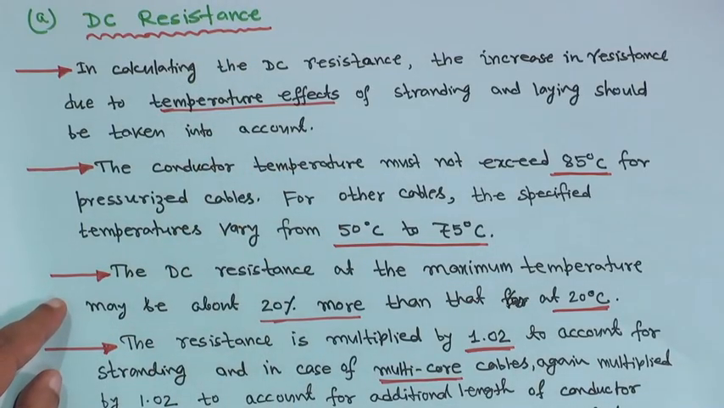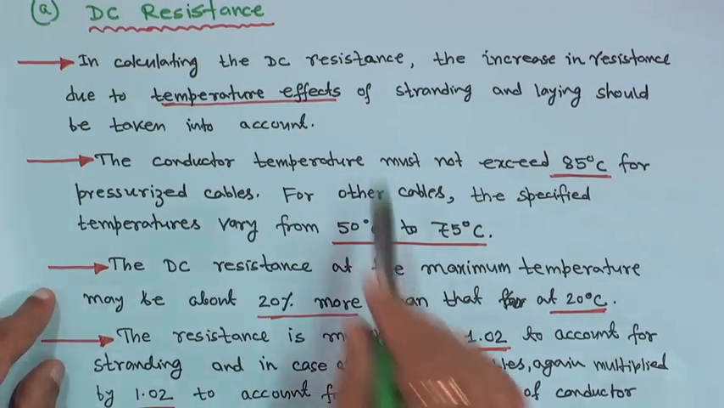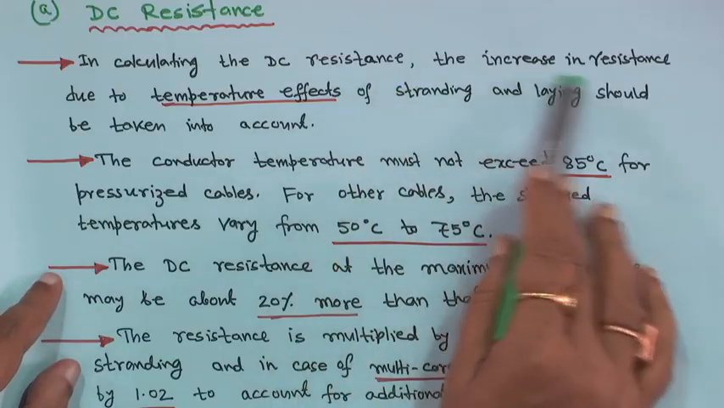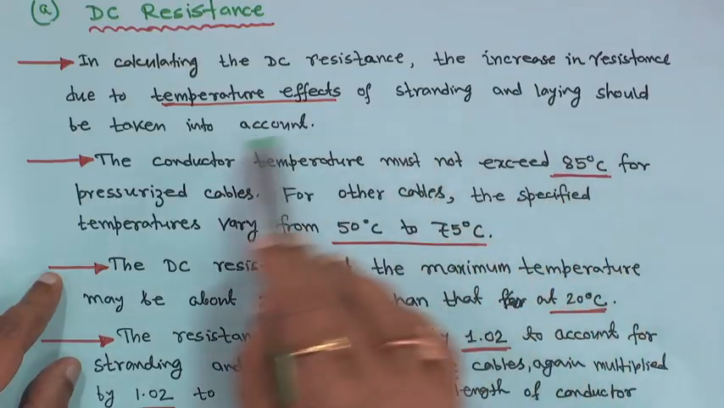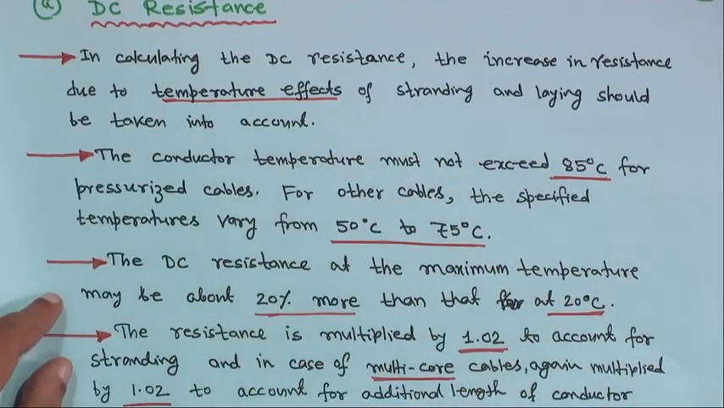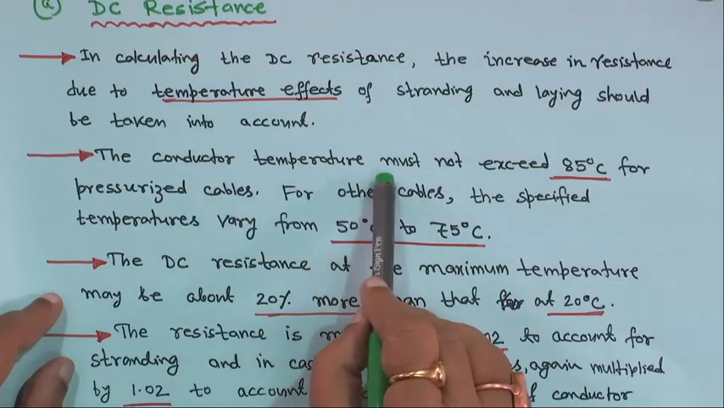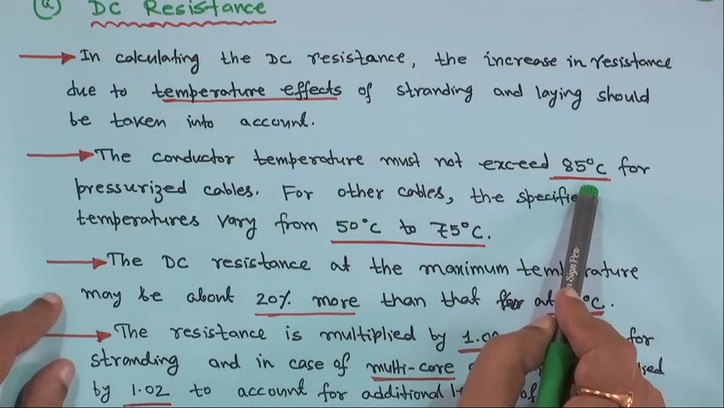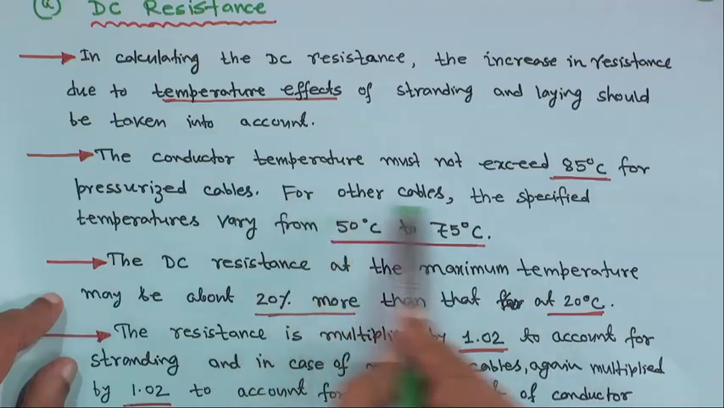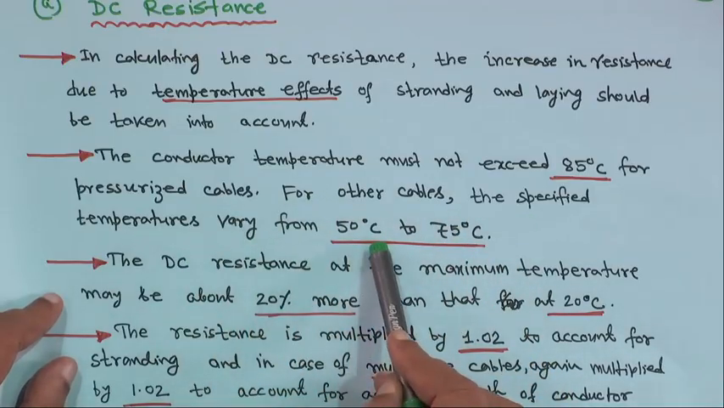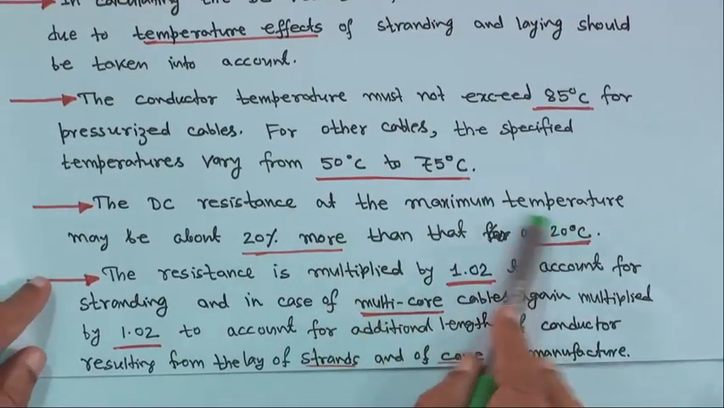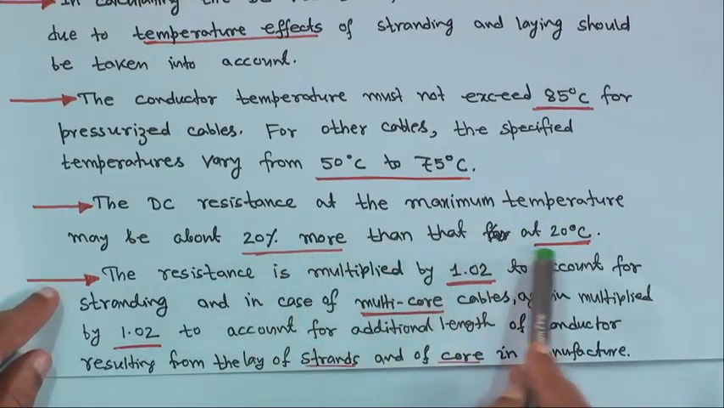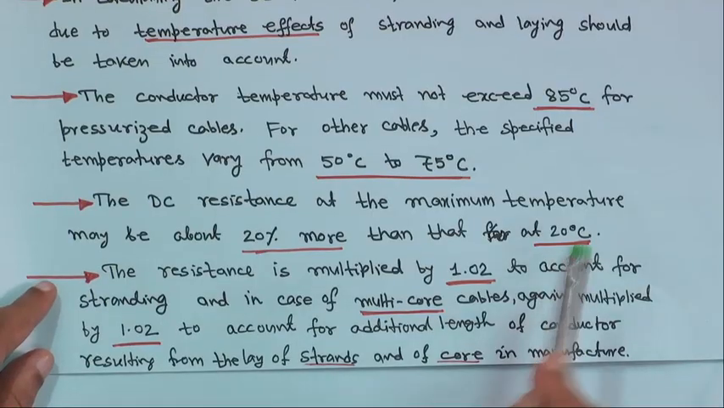First one is the DC resistance. In calculating the DC resistance, the increase in resistance due to temperature effects, stranding and laying should be taken into account. You have to consider this first. The conductor temperature must not exceed 85 degrees Celsius for pressurized cables. For other cables, the specified temperatures vary from 50 to 75 degrees Celsius. The DC resistance at the maximum temperature may be about 20% more than that at 20 degrees Celsius.